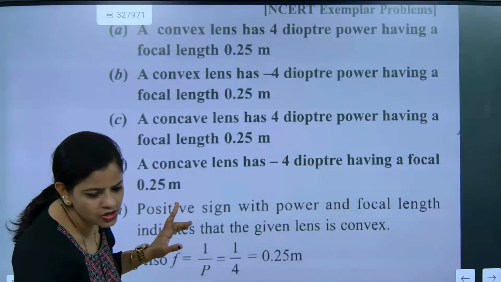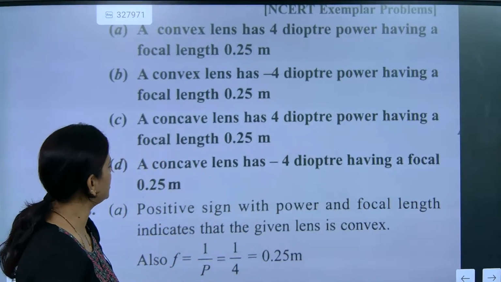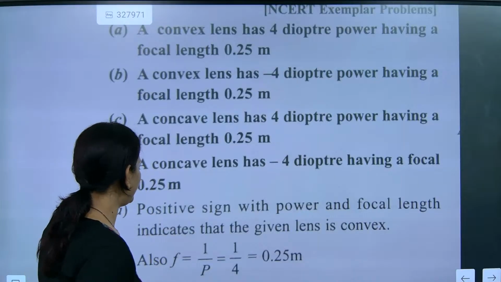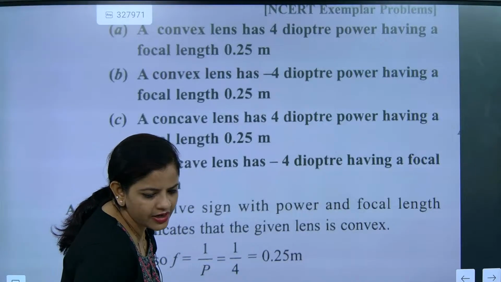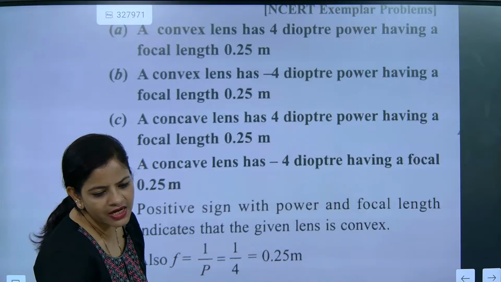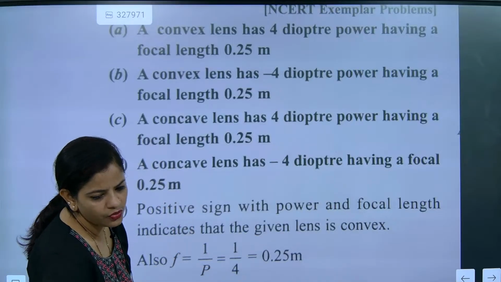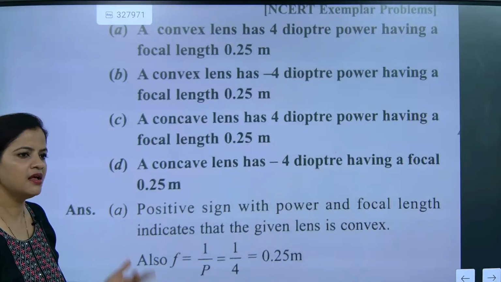So we can directly solve and directly write. We know that focal length is equal to 1 by power. When we write this, the formula directly gives 1 by 4, which is exactly 0.25. That's the absolutely correct answer. So no need to go here and there. Understood?